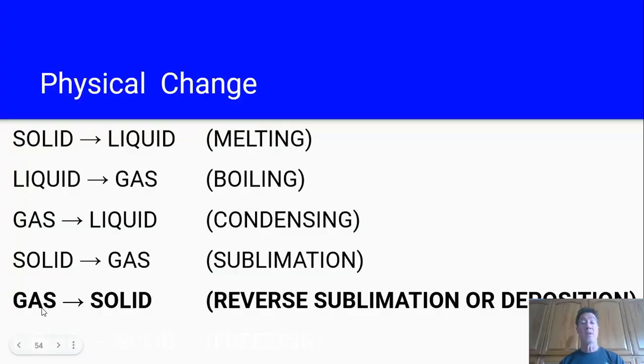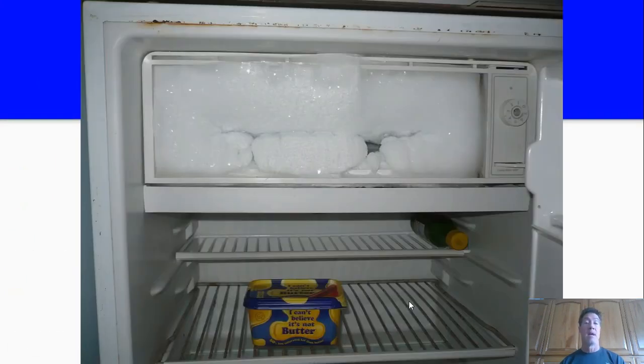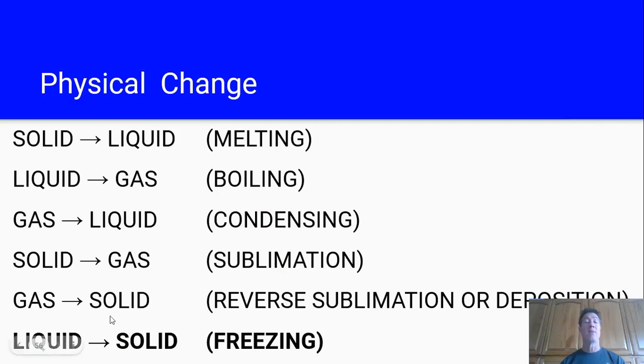And we can have the reverse of sublimation, where we go from a gas to a solid. This is called reverse sublimation, or deposition. And you'll see this sometimes on the outside of a freezer, where it goes right from a gas to a solid ice. Finally, we can go from a liquid to a solid. That's good old-fashioned freezing, which happens in some places in winter.